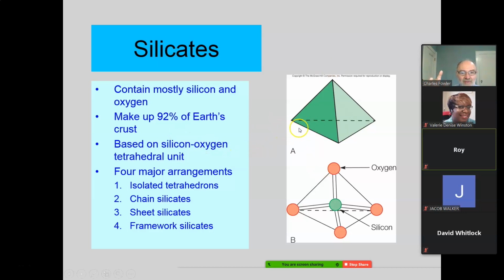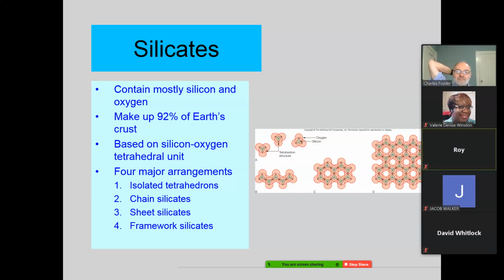That's this triangle here is the base. Here's one side, another side, and the one coming toward us is this one. That's the line, and that's the other base. So the silicon's in the center of that. That's your isolated tetrahedron. Okay. And here's another picture of that. The silicon is a little blue dot in the middle, and the bigger red dots are your four oxygens that are around that singular silicon.